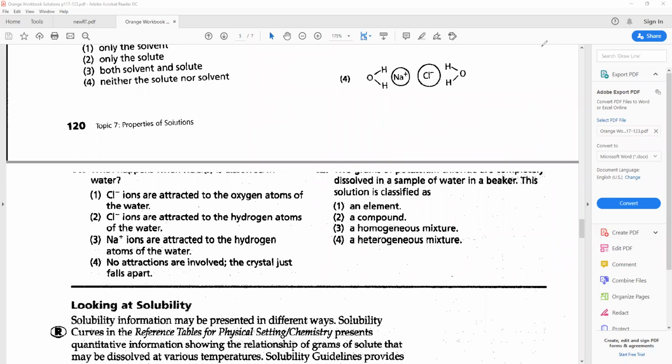I hope it was helpful. Review: I would do first my blue workbook questions 53 to 55, and then I would do this one after I read these pages of the orange workbook.